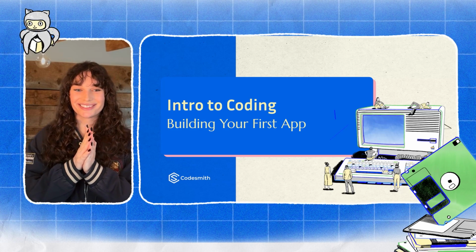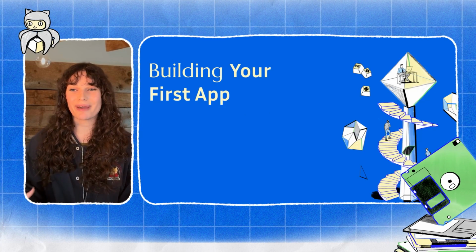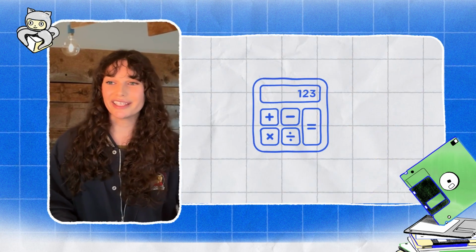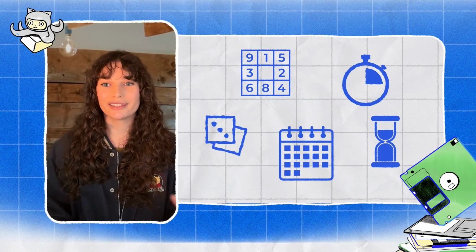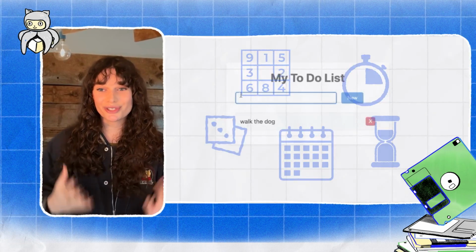Now for the fun part. Your first app could be just about anything. You might build a calculator, maybe a game of tic-tac-toe, maybe something completely different. Today, we're going to build a to-do list.